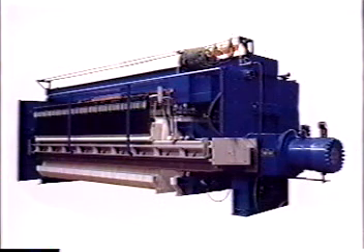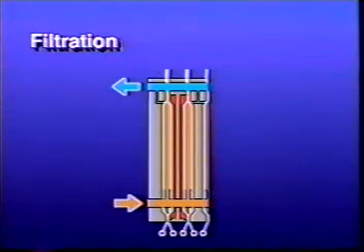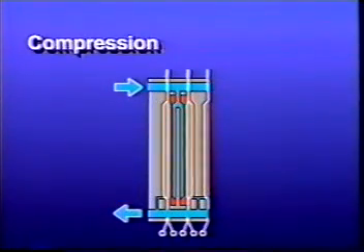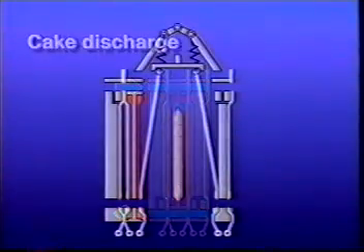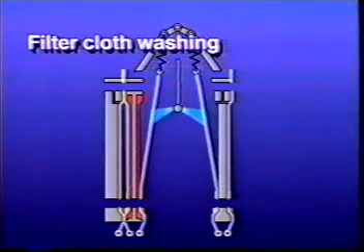In contrast to the PF's top feed system, the Model BF has a bottom feed system in which slurry is fed from the bottom of the chambers. When discharging the cake, the entire filtering area of the filter cloths is vibrated to ensure complete cake discharge. The BF is capable of high pressure compression of up to 25 kilograms force per square centimeter.